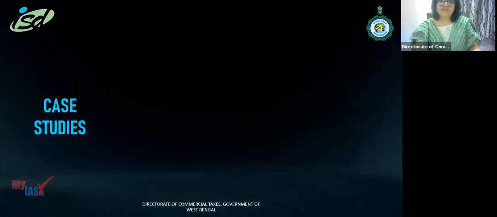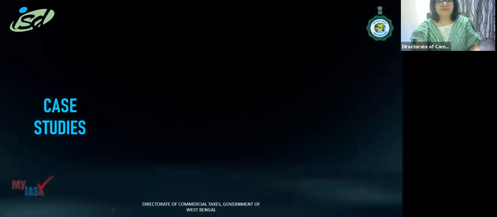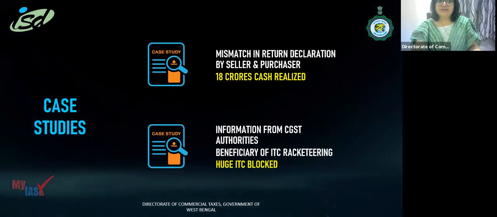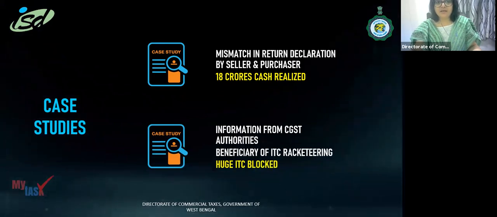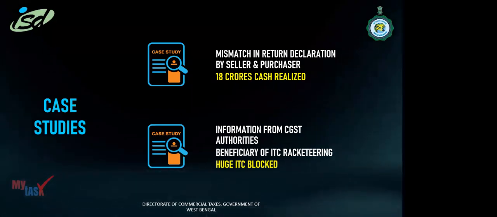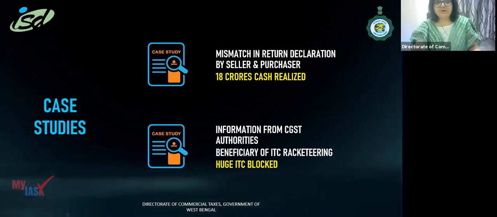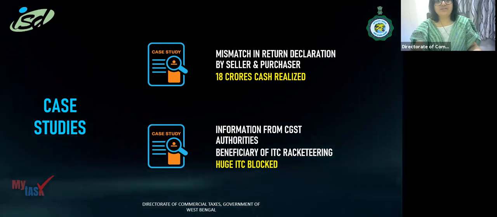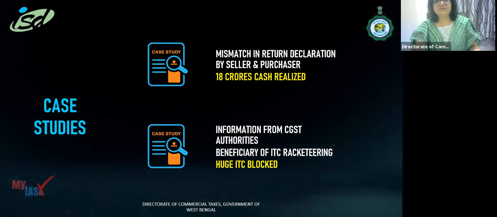I would like to end my presentation by sharing some results that we have achieved. We've had some spectacular results using the MyTask module. The difference between credit as declared by the taxable person and as auto-populated by the sellers was captured by the system. As a result, a task was created and disseminated. The enforcement officer finally realized rupees 18 crores in cash from a single case. Information from CGST authorities Jamshedpur and Jharkhand regarding racketeering activities also yielded a huge block of credit.